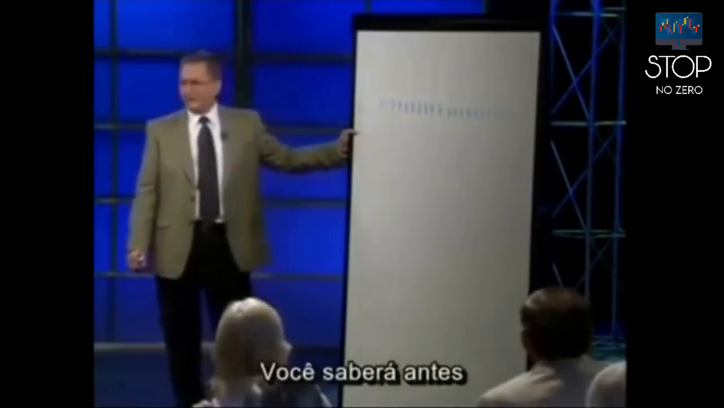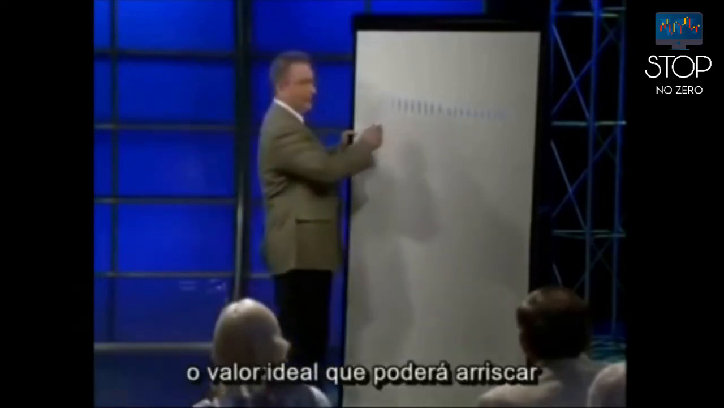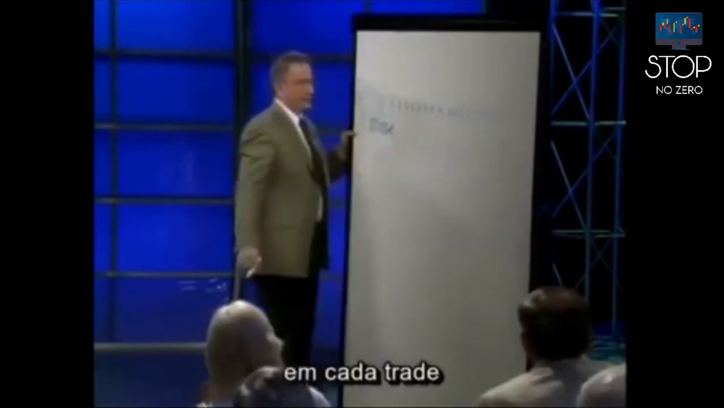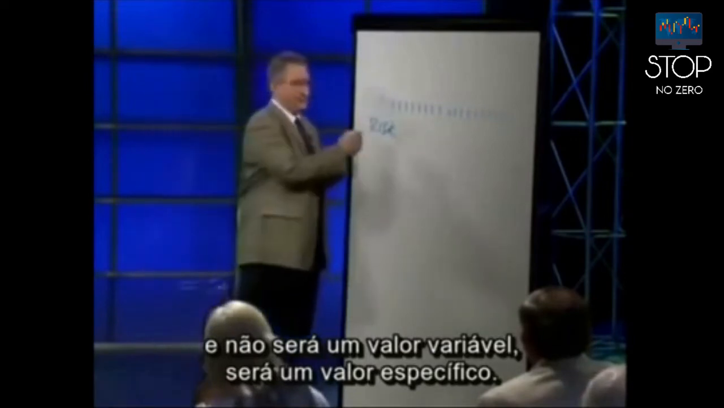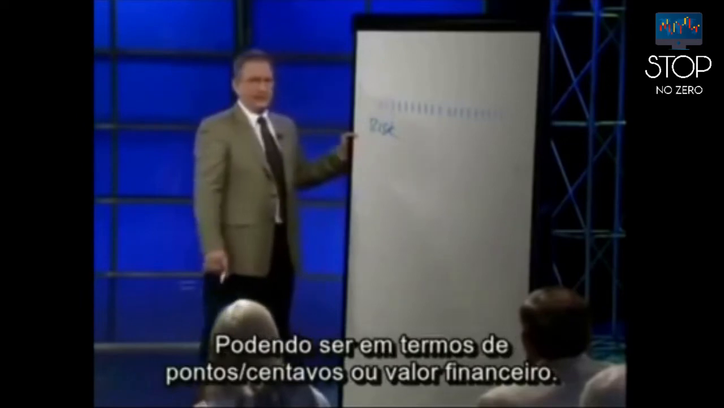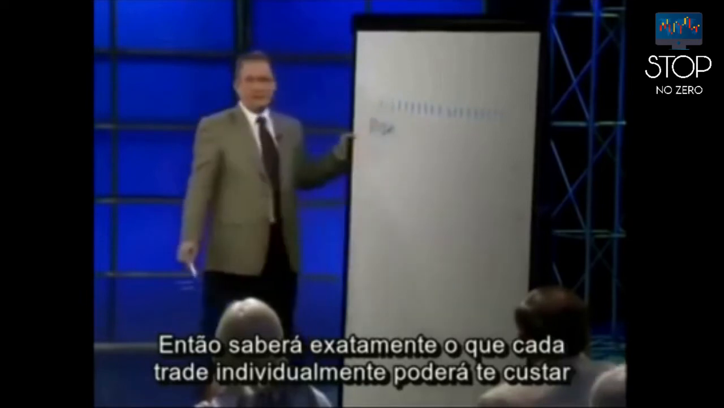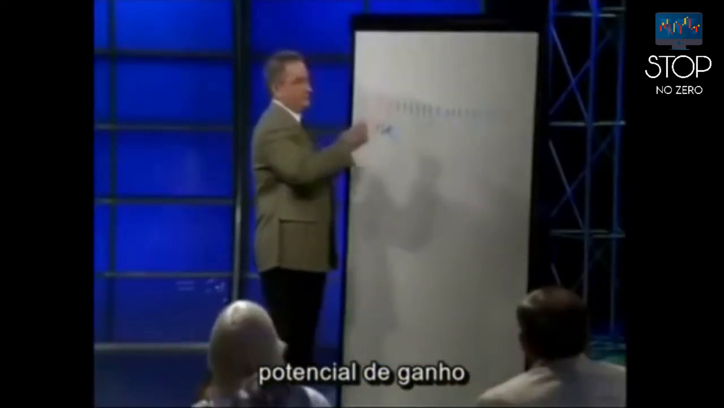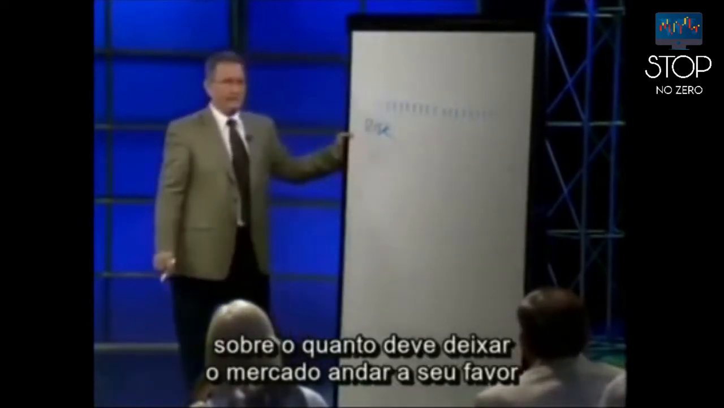You will know in advance, based on testing and paper trading, exactly the optimum amount that you have to risk. In other words, what your risk is on each trade, and it's not going to be a varied amount. It's going to be a specific amount, whether it's in terms of dollars or distance. It will be a specific amount so that you know exactly how much each trade could potentially cost you. And it should really be set up as a rigid profit potential too. In other words, I don't want you making subjective decisions about how far you're going to let the market go in your favor.